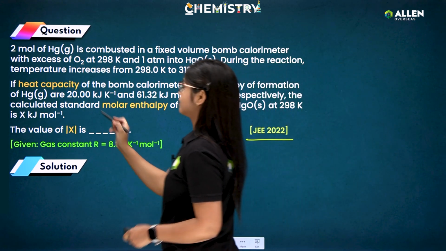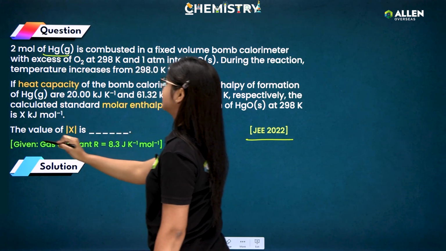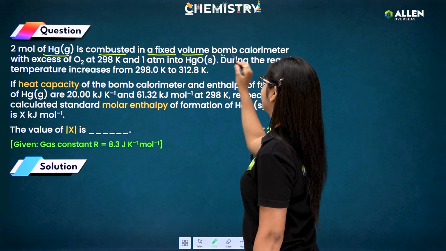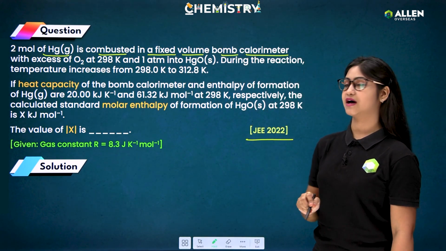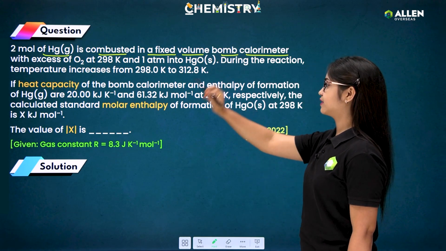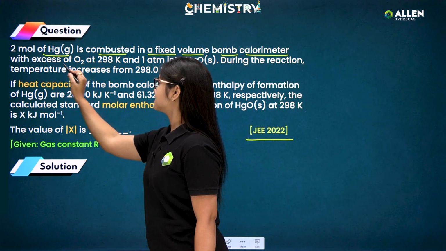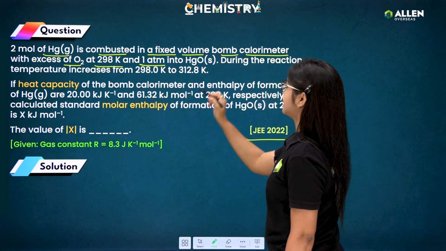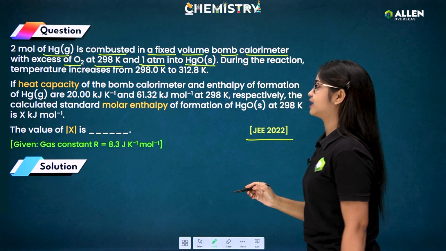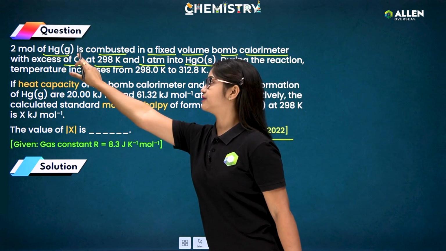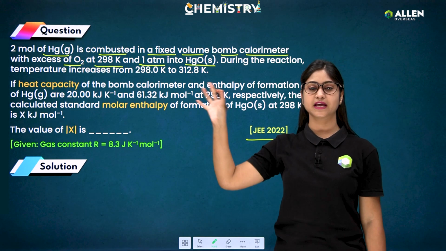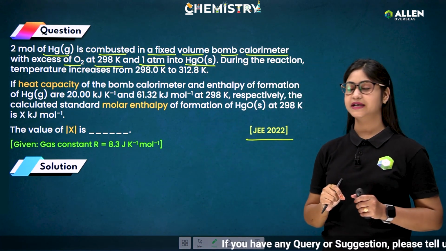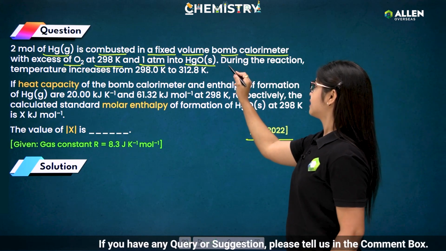We have 2 moles of mercury gas that is combusted in a fixed volume bomb calorimeter, with excess of O2 at 298 Kelvin and 1 atmosphere pressure, into HgO solid. So here we are combusting the mercury gas in excess of oxygen in a fixed volume bomb calorimeter, and the product is mercuric oxide solid, right?